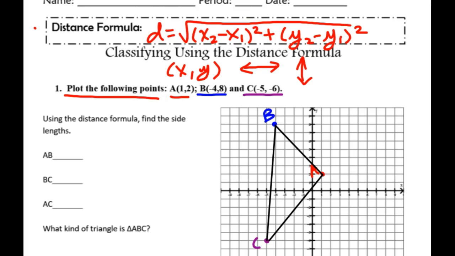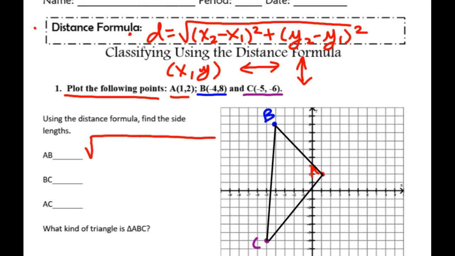Alright. Now, we should be able to classify this. Sorry, class is not over. We should be able to classify this by its sides and by its angles. Okay. So, what we want to do is, first of all, use the distance formula to find the distance of AB. So, using A and B, I'm going to use this distance formula at the very top. I'm going to write it right here.